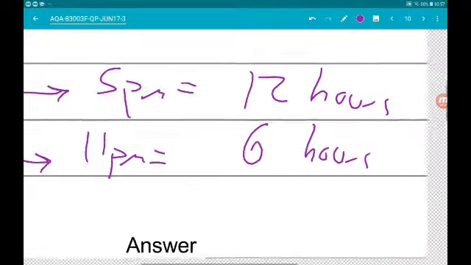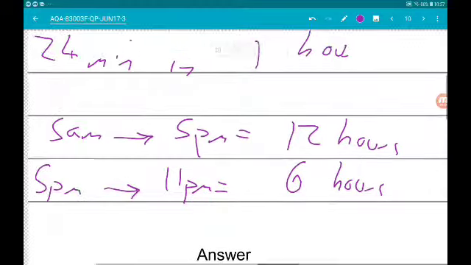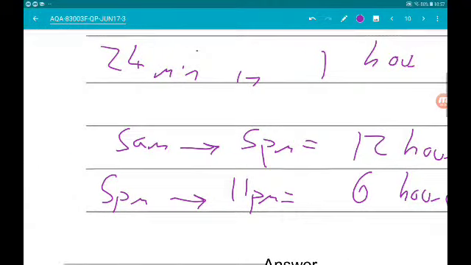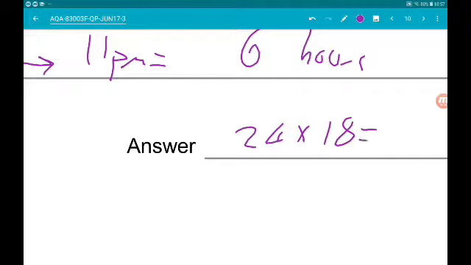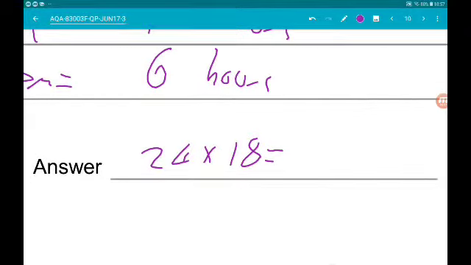So altogether it's 18 hours. There's 24 minutes every hour. So we now need to do 24 times 18, which gives us, bear with me, that gives us 432. Cool.